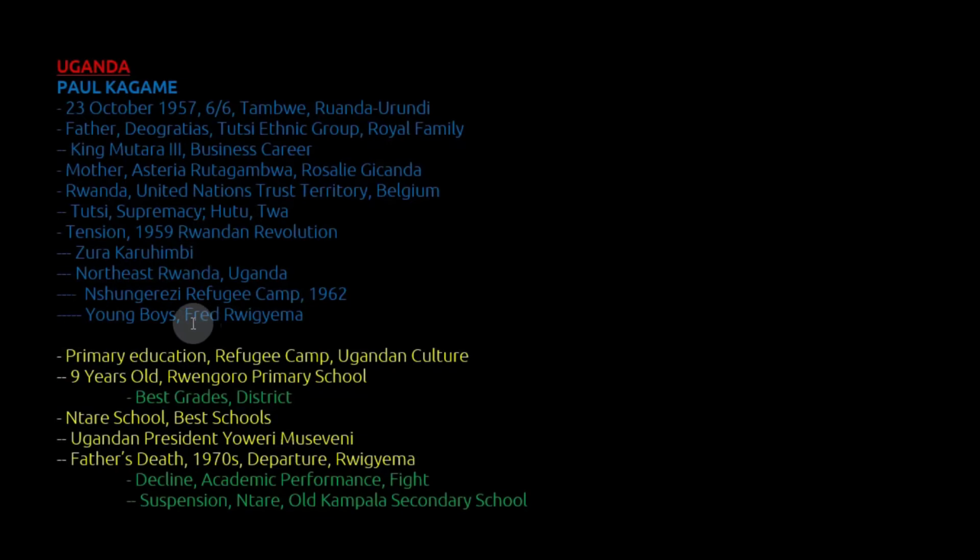When you say young boys and Fred, you recall that these two young boys met, Fred and Kagame. That's when they met, when he was already in Uganda. When you see Tutsi supremacy, you remember that the Belgians gave supremacy, which led to the tensions between the tribes, which led to the 1959 Rwandan Revolution, which led to the problems that resulted in the Tutsi running to Uganda.